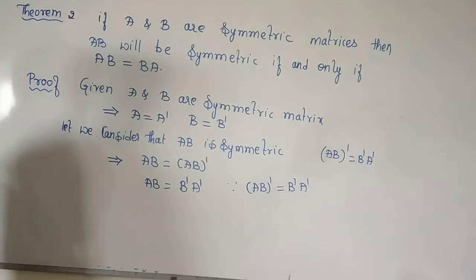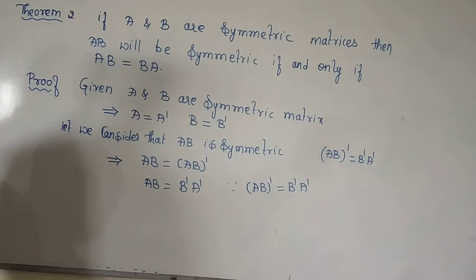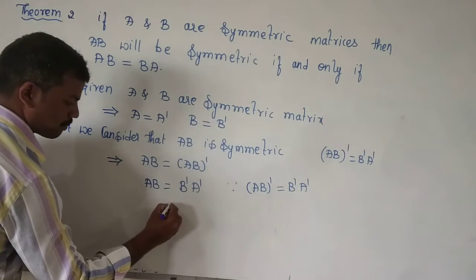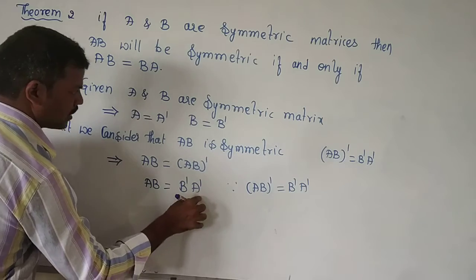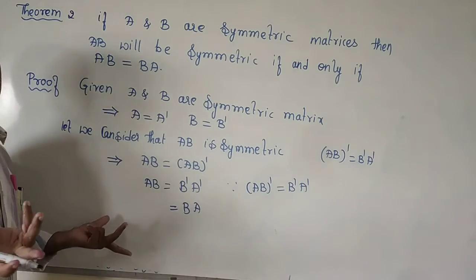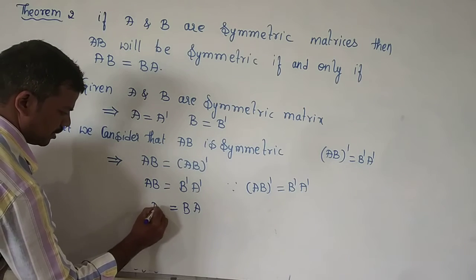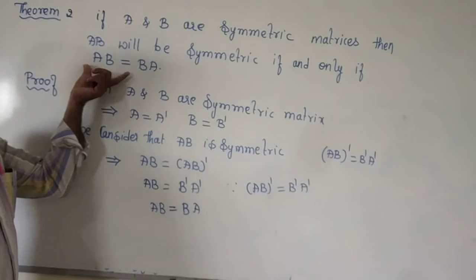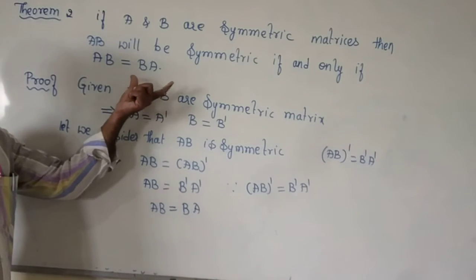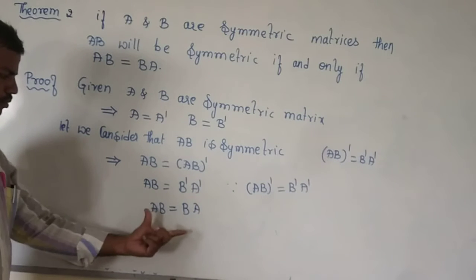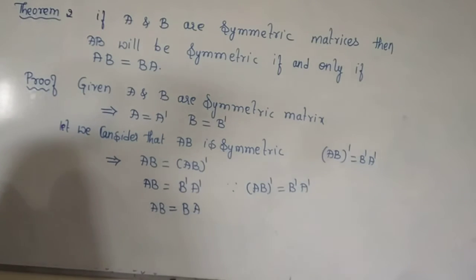We know this property. So now B transpose is B and A transpose is A, because A and B are symmetric. That is, A into B is equal to B into A. Therefore we got the result A into B equal to B into A. It means A and B are commutative, multiplication is commutative. We got this. Next we come to the converse part.